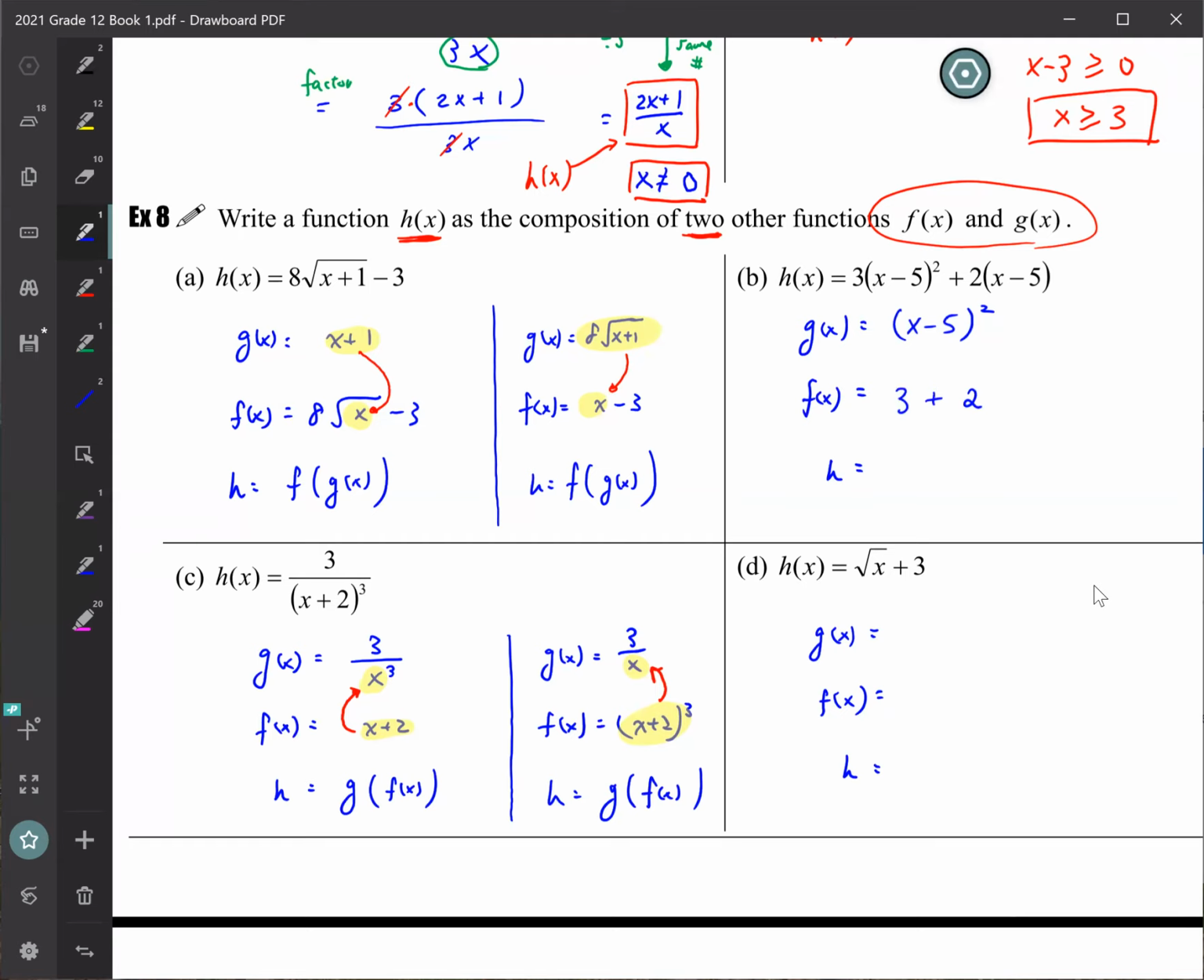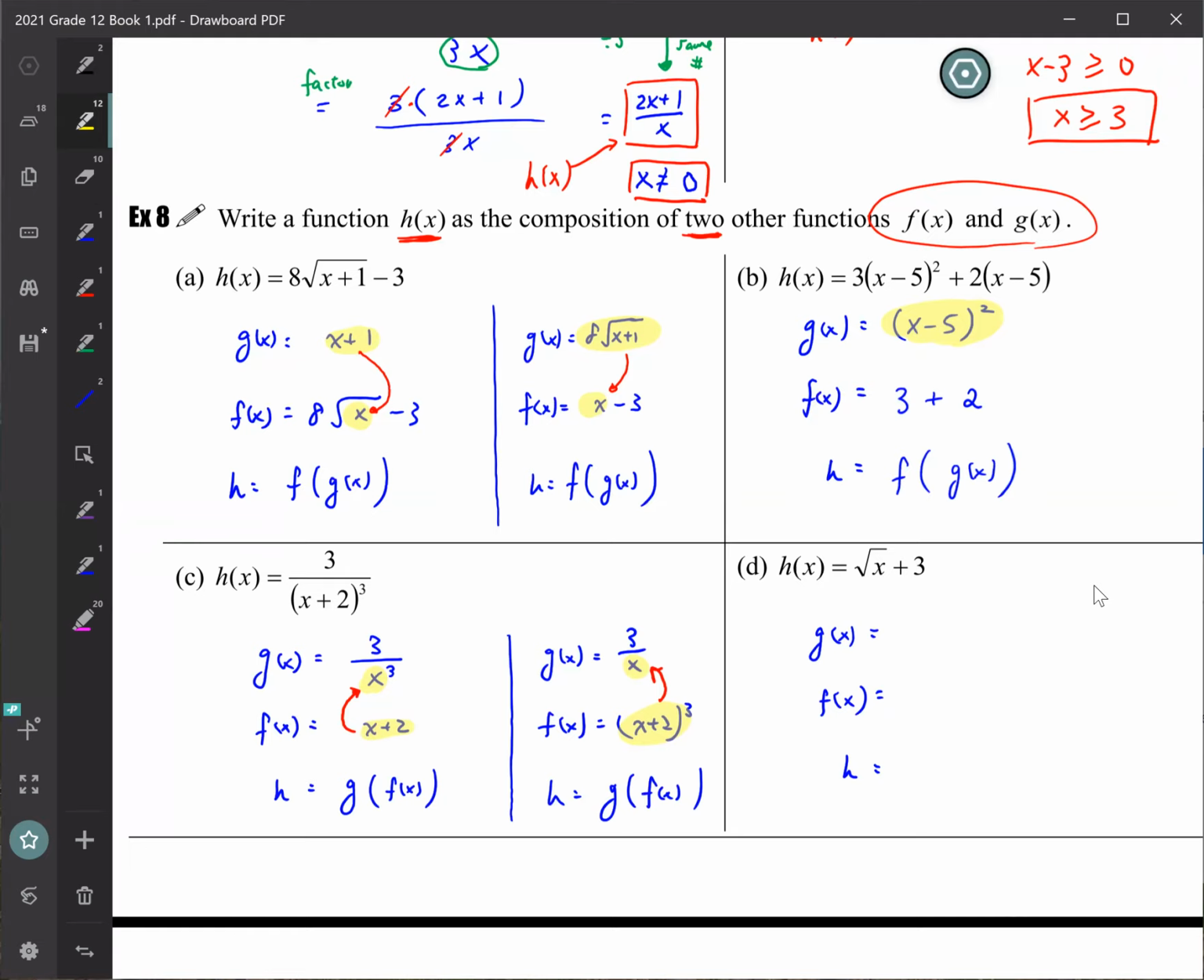No. Okay, what about h? For h, I got f, and then inside the bracket is g of x. Okay, so we want to see if it works. If we want to check the inside part, I'll highlight it. I want to take that because g needs to go into the f. But then your f, if it doesn't have any x, there's no place to sub it in. Do you know what I mean?